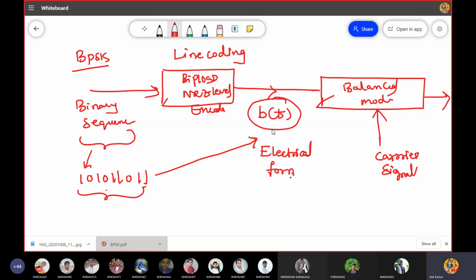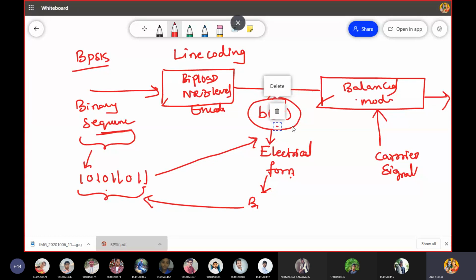What is b of t? b of t is nothing but the electrical form, or electrical equivalent, of the binary sequence 1010111011. So at the output of the line encoder, we have the electrical form of the binary sequence. Now this electrical form of the binary sequence is given as the modulating signal to the balanced modulator.